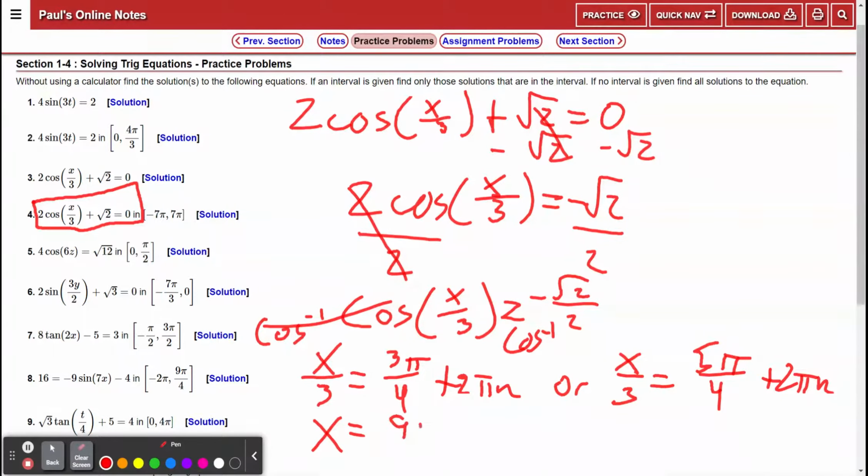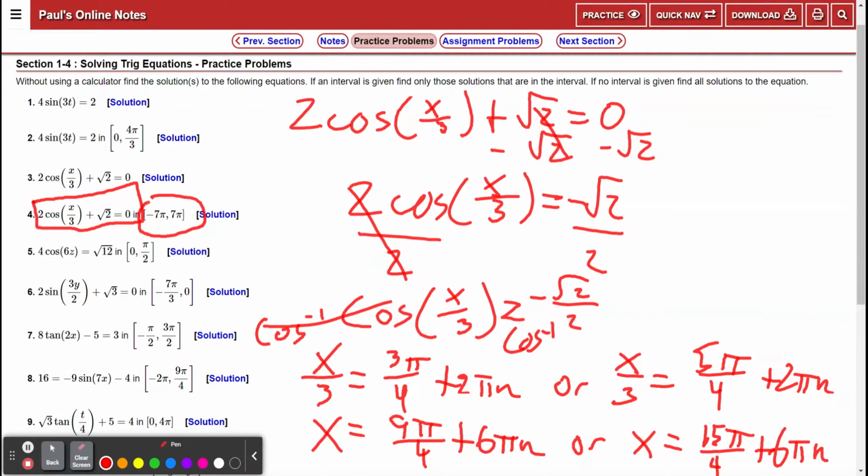So multiplying by 3 makes this 9 pi over 4 plus 6 pi n, or times 3, 15 pi over 4 plus 6 pi n. Don't worry about this restriction too much. If you want to worry about that restriction, you can just think about how many 6 pi's you can add or subtract to be between those values.